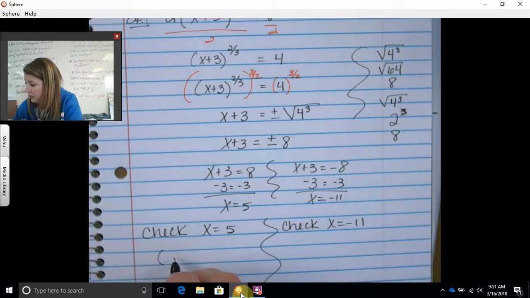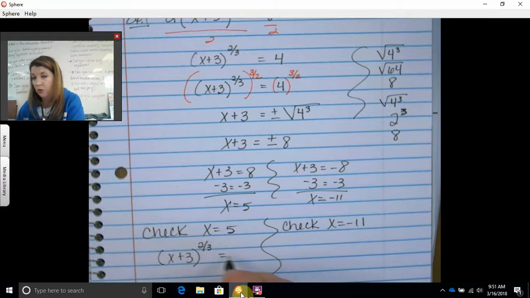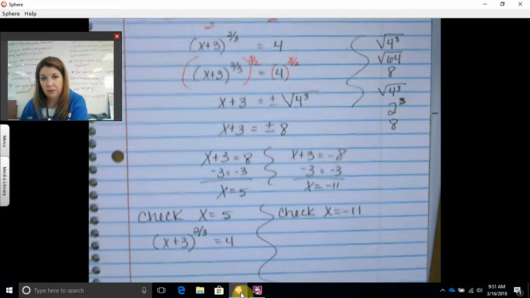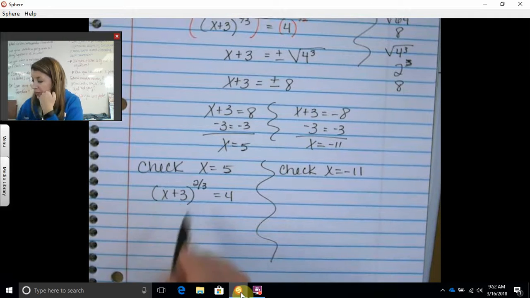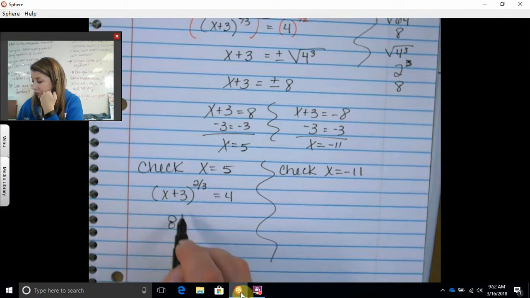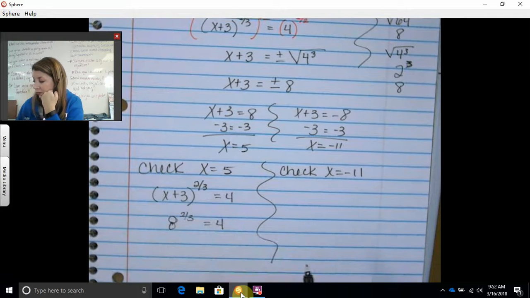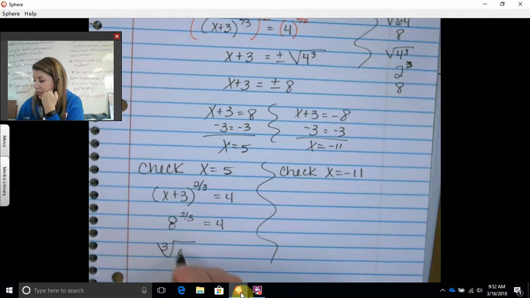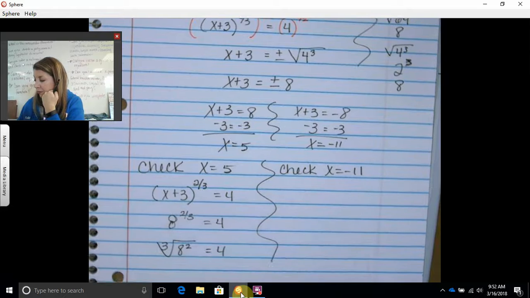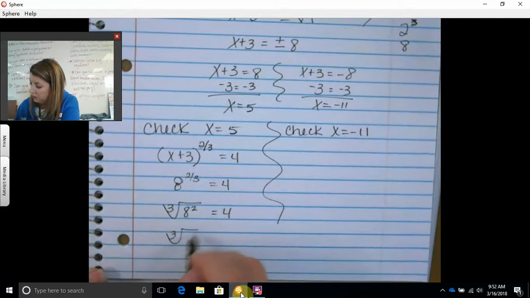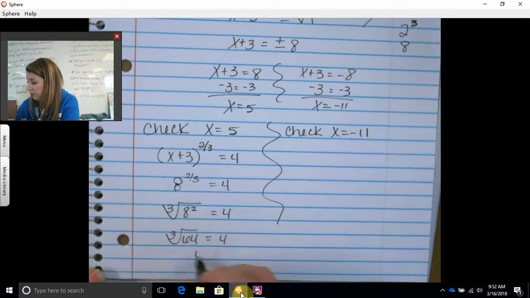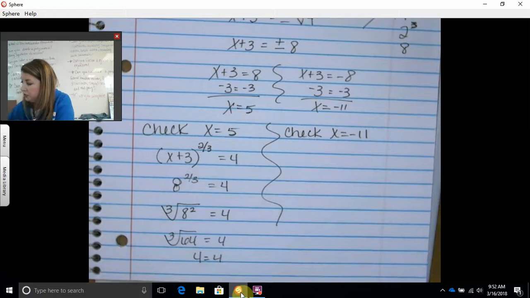So I'm going to substitute into (x plus 3) quantity raised to the 2/3 equals 4. So substitute in a 5. 5 plus 3 is 8. Raised to the 2/3. So that's the cubed root of 8 squared. What's 8 squared? What's the cubed root of 64? 4. So we know 5's a solution.